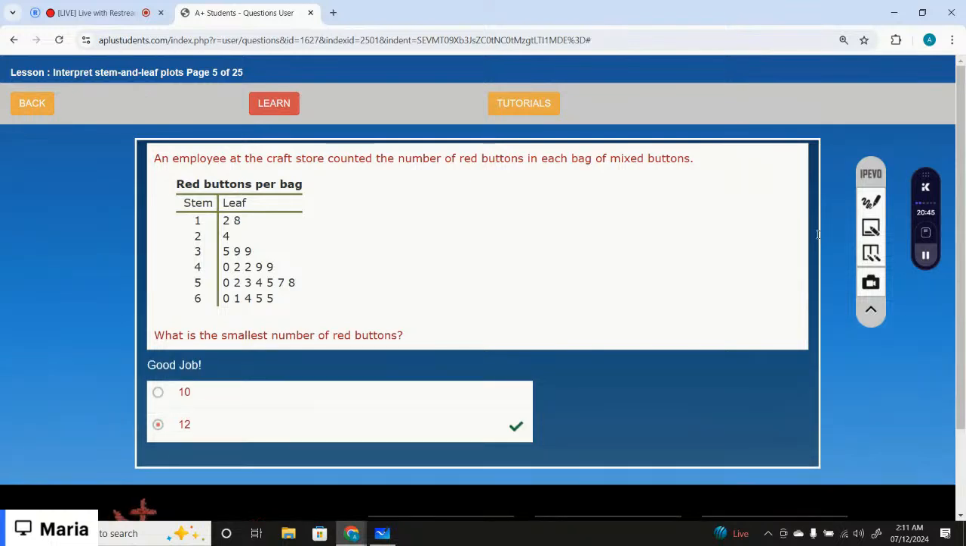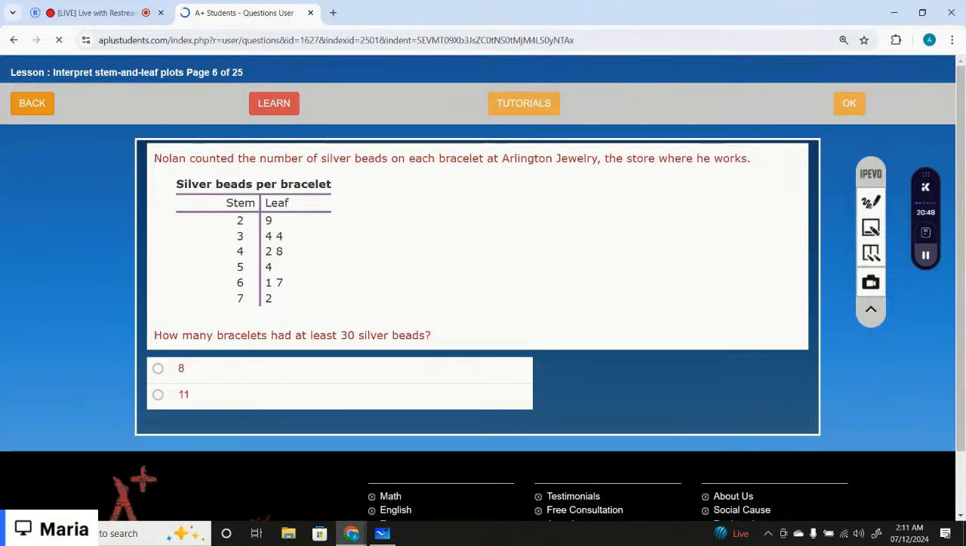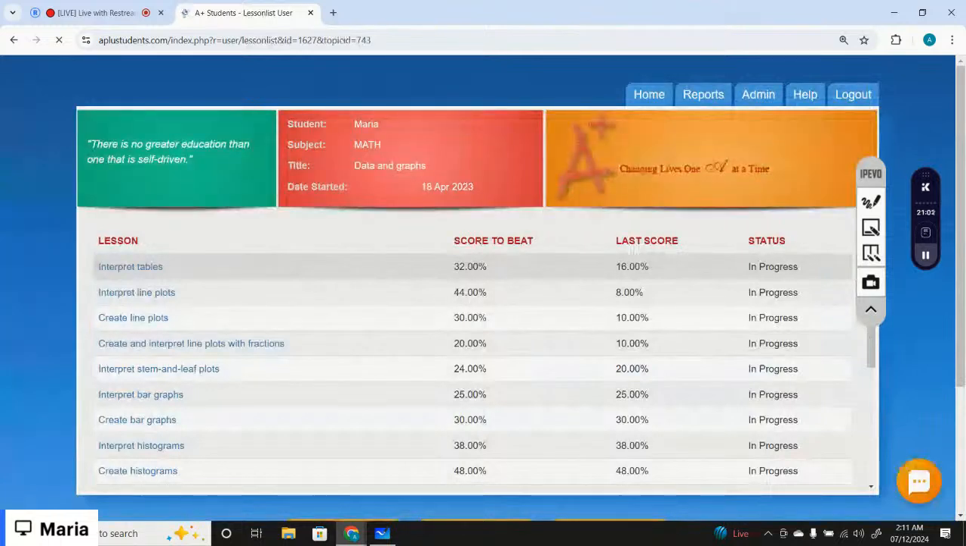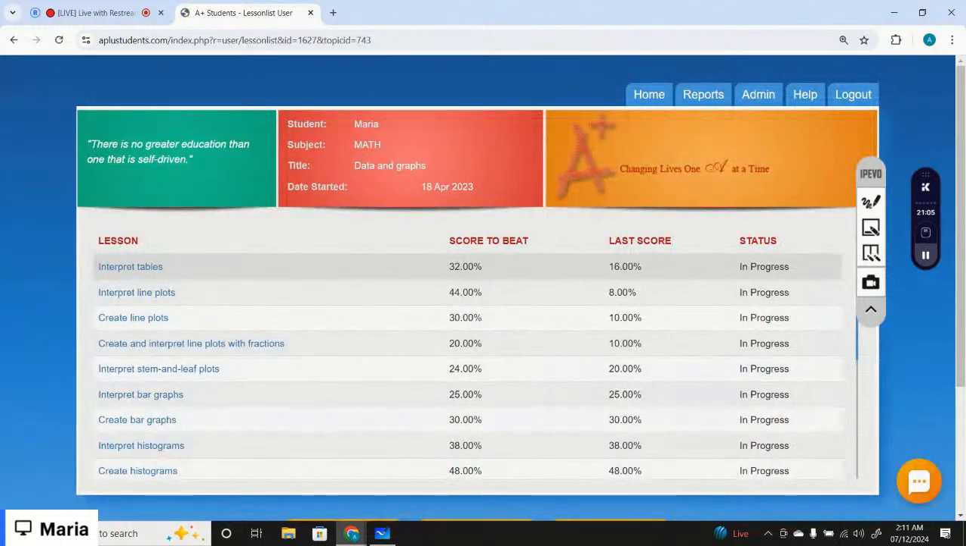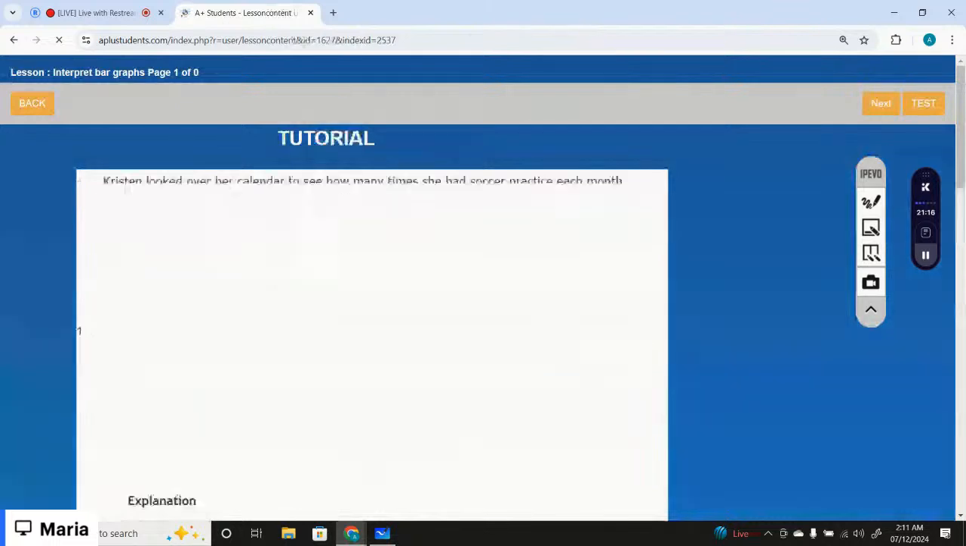Okay, you can complete the lesson by yourself later today. Let's just move on to the next lesson. The next lesson is interpret bar graphs.